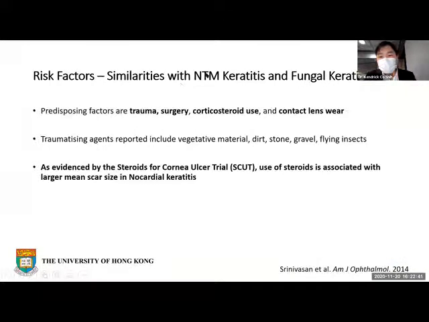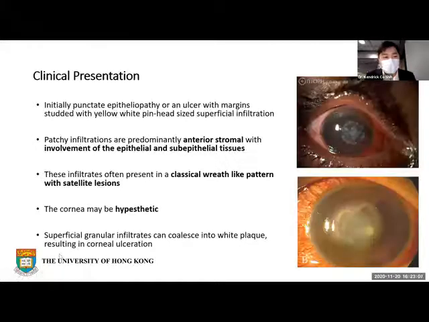So the risk factors are similar to fungal keratitis and NTM keratitis in terms of trauma, surgery, corticosteroid use, and contact lens wear. And usually the traumatizing agent is vegetative material, flying insects, or stone, so very similar to NTM and fungal keratitis. And as we know from the SCUT trial, use of steroids, in nocardia cases, can increase the resulting scar. So what does it look like?